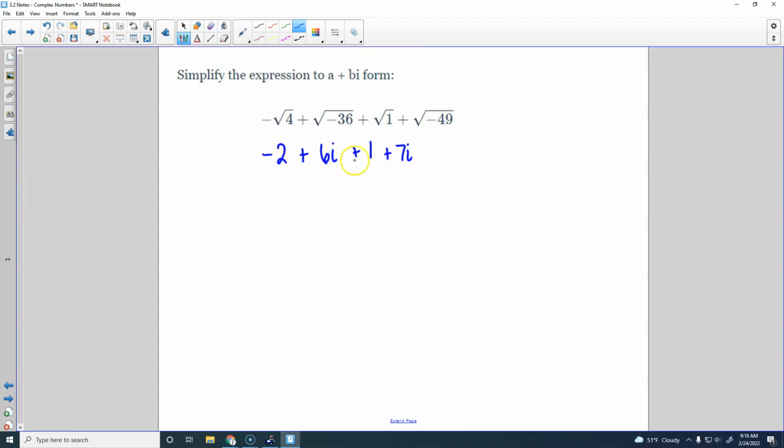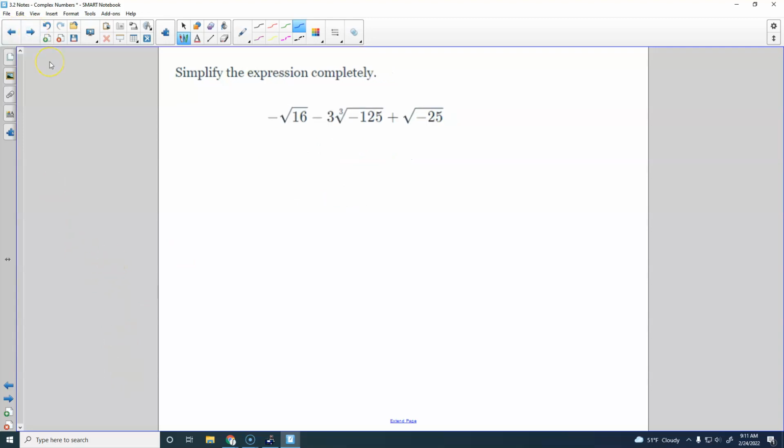So negative 2 plus 1 gives us negative 1. 6i and 7i give us 13i. Okay, we good here? Okay, we've got another similar problem.